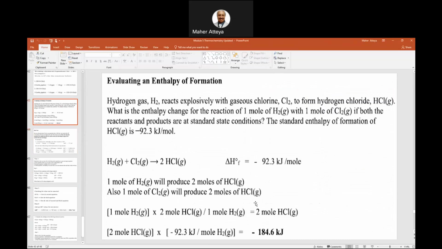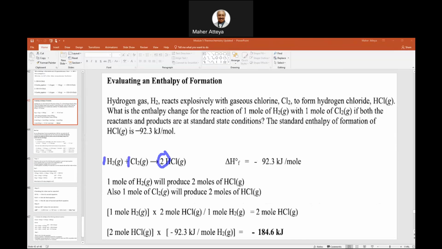Look at this. They give you the whole thing. You don't have to calculate. They give you the whole formation. The HCl is given to you to be 92.3 kilojoules. So 1 mole of hydrogen gas produces 2 moles of HCl. As you see here, let's change the color. 1 mole of hydrogen produces 2 moles of HCl, correct? Also 1 mole of chlorine produces 2 moles of HCl.